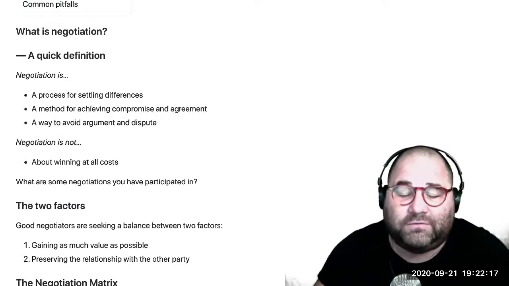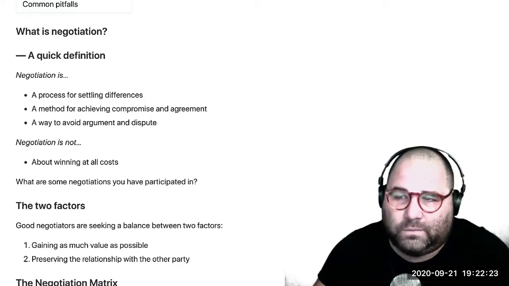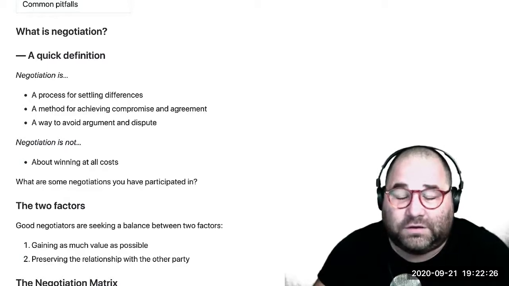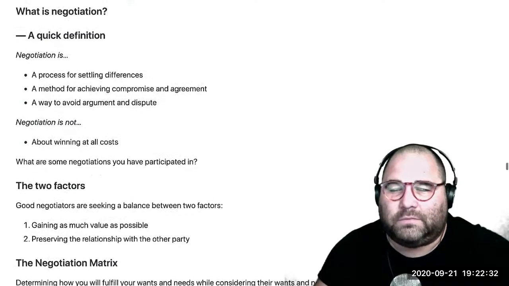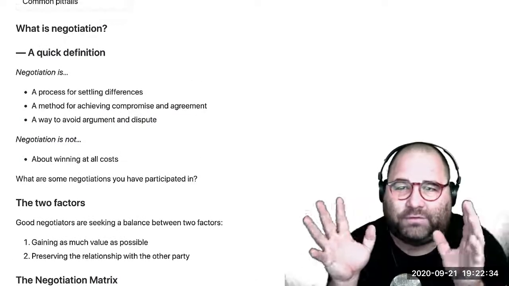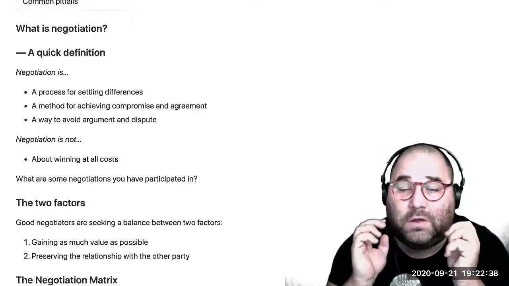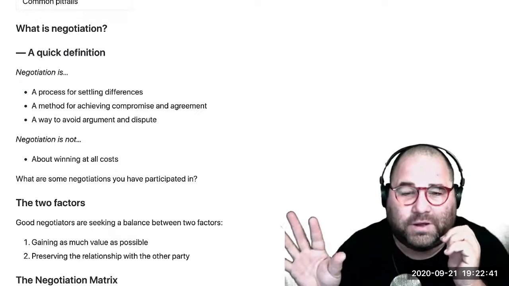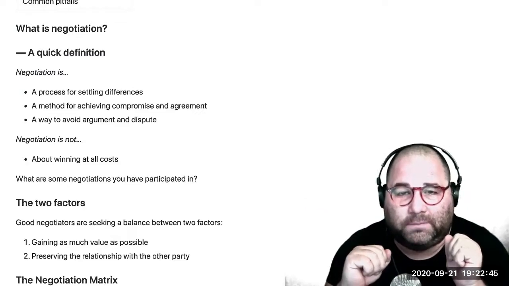But the point is that you've been in hundreds of negotiations already, probably hundreds just in the past month. So really try to tie it back to skills and experiences you already have. Great negotiators understand that negotiation is a balance between two factors, which I've already mentioned in the intro. We want to gain as much value as possible. We want to preserve the relationship with the other party.